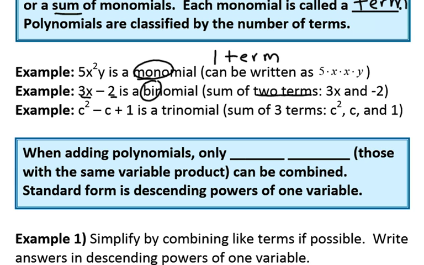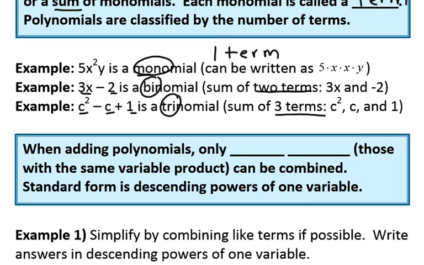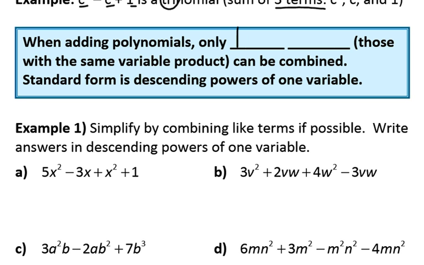Then you can have a trinomial, which means we have 3 terms or 3 monomials that are added or subtracted together. Again, you see that root word tri, meaning 3. So what we're going to do today is we're going to be adding and subtracting polynomials together. When you're adding polynomials, you can only add or subtract like terms. We've done this before, but really not to this extent. Because to add like terms, you're looking for terms that have the same variable product. They have to have the exact same variables and exponents. So only those can be combined.